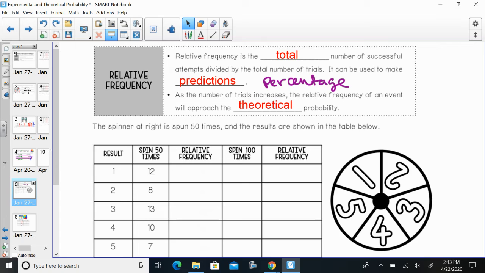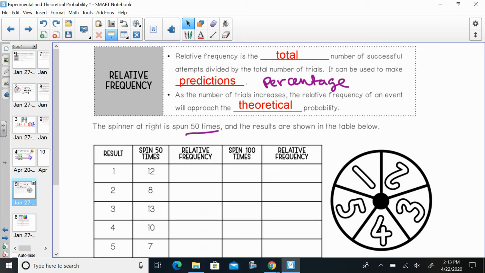So what we're going to do is look at the chart below. It says the spinner at the right is spun 50 times, and the results are shown in the table below. So again, it's important to know that this happened 50 times. So we are going to take a look.